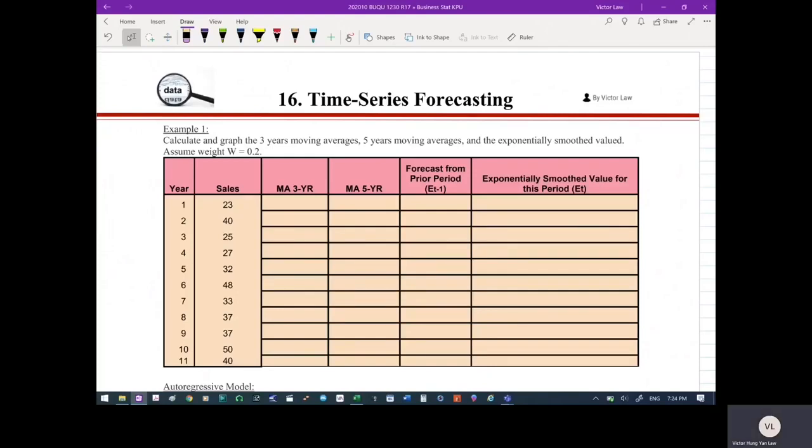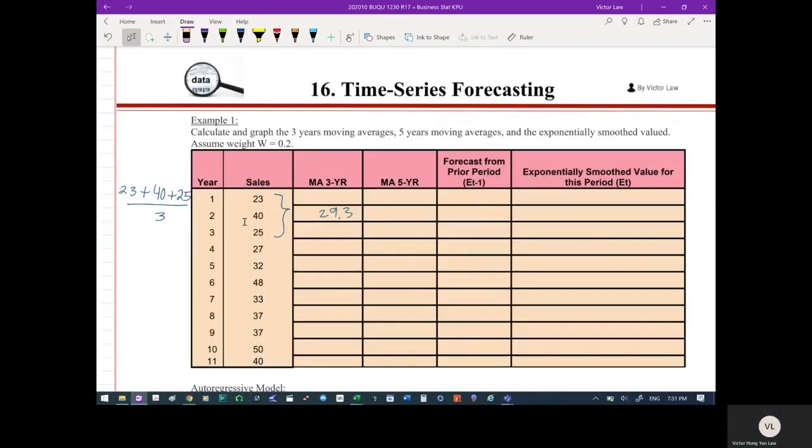So in example 1, what we want to do here is to calculate the 3 years moving average, the 5 years moving average, and then also the exponential smooth value. So for 3 years moving average, we're going to use 3 years of average. And the 3 years that we're going to use is the current year, the year before, and the year after.